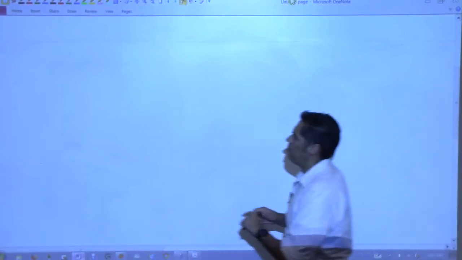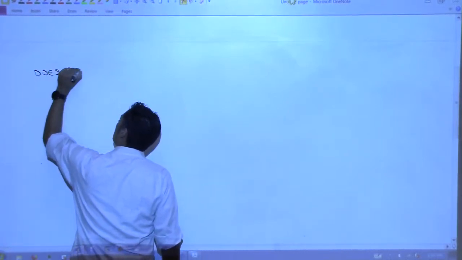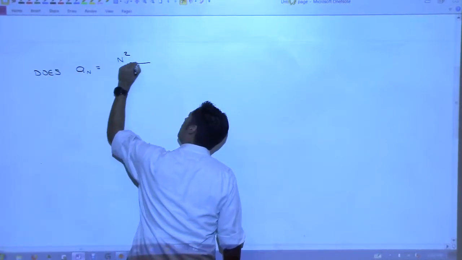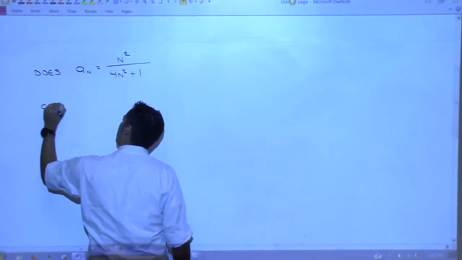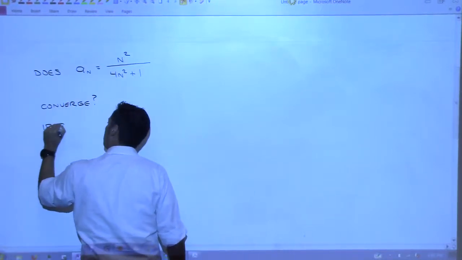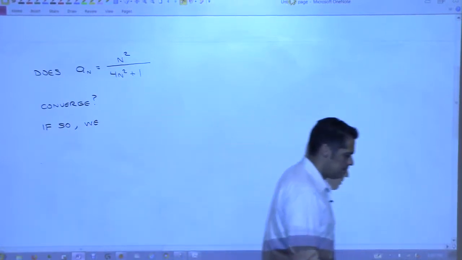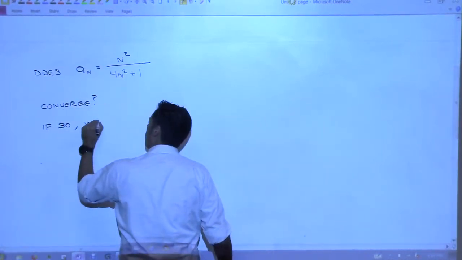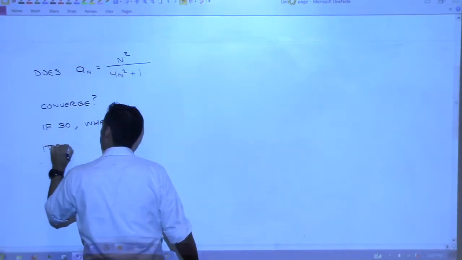So let's take a look at this sequence. Does a sub n equal n squared over 4n squared plus 1 converge? If so, what does it converge to?